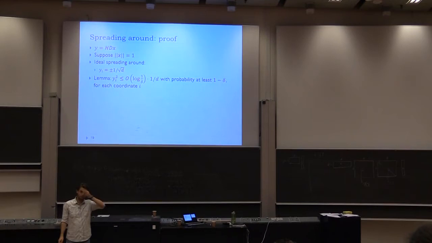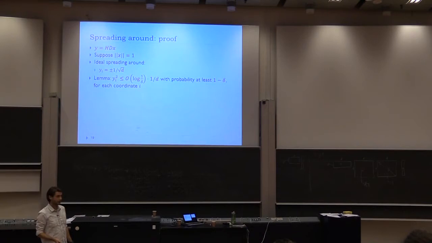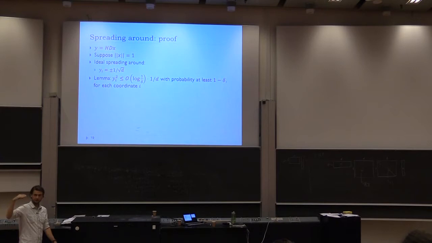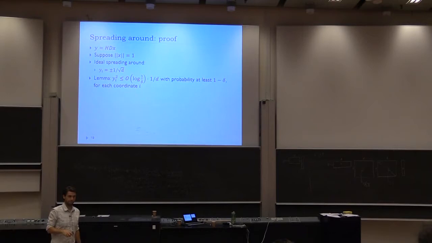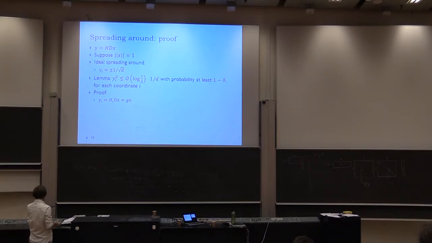So this is the ideal spreading around. What I'm saying is that we'll have a factor of order log 1 over delta more than this ideal spreading around on each coordinate i, with good probability. Okay? And let me show the proof. It's kind of simple. You have to believe it somewhere.